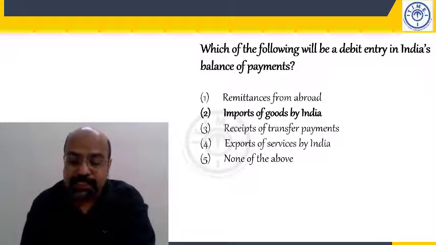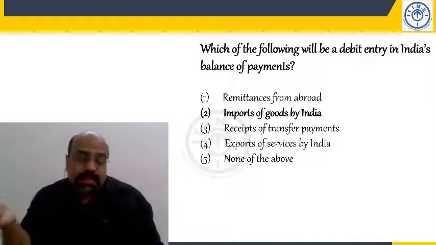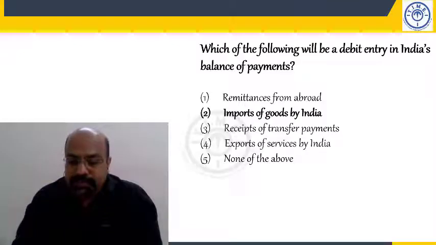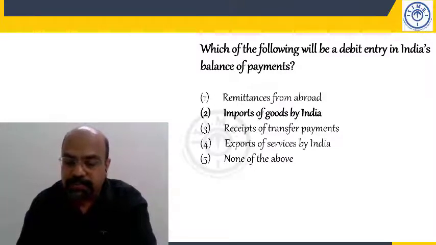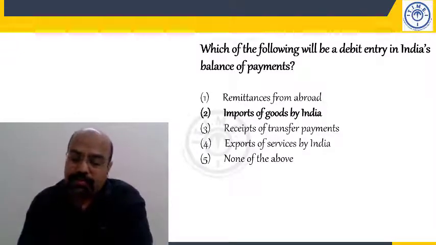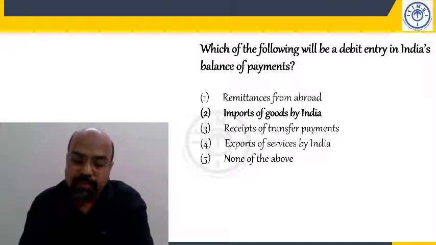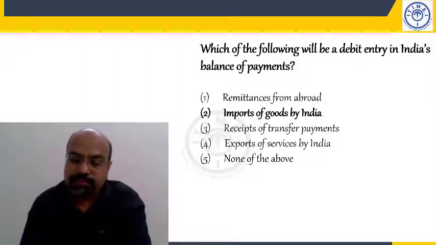Next, payments towards ECBs, external commercial borrowings. If you have borrowed money, you have to repay that money, that loan, the interest. That's payment towards ECBs. Payments made towards ECBs, in brackets loans. Next, loan repayments by central and state governments.